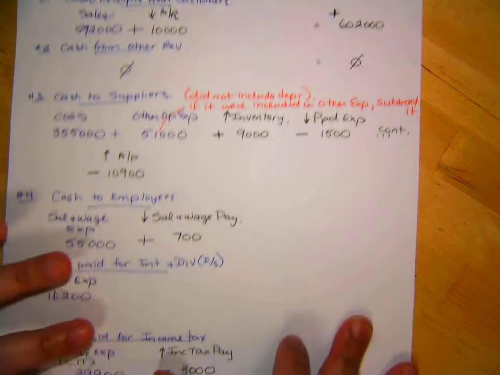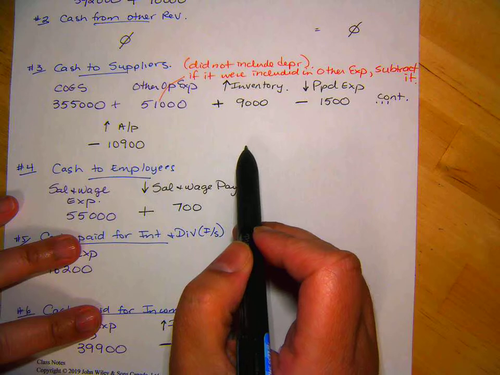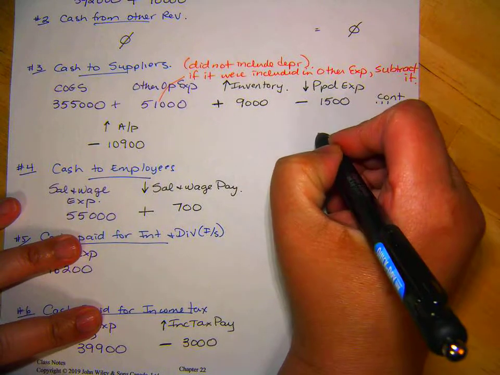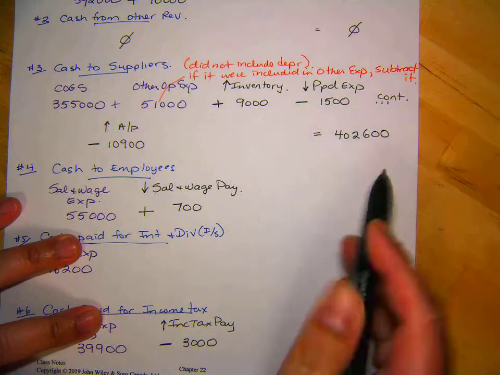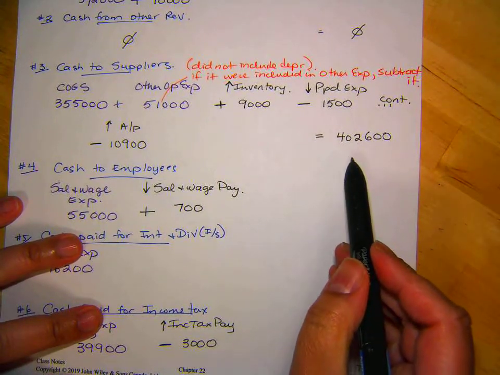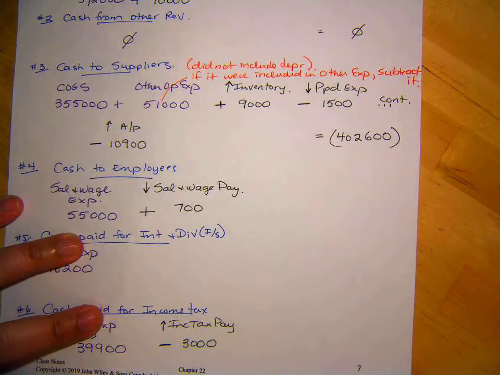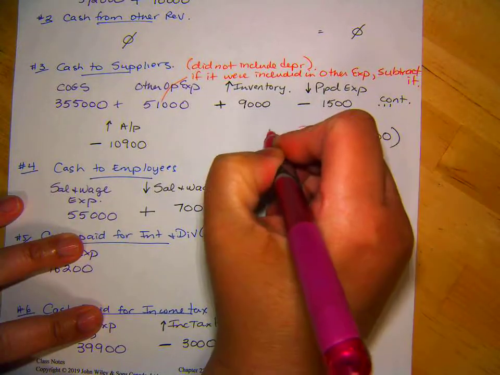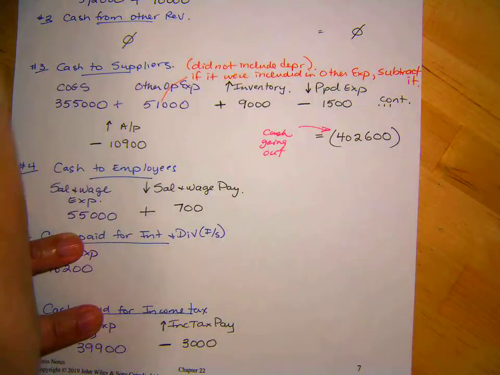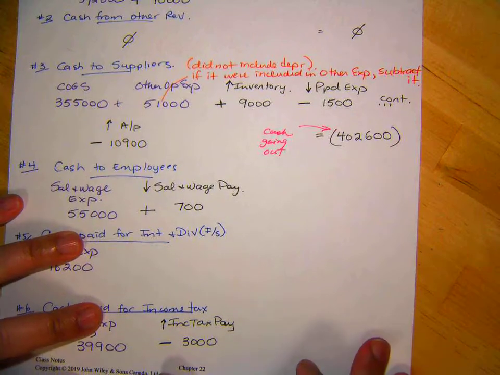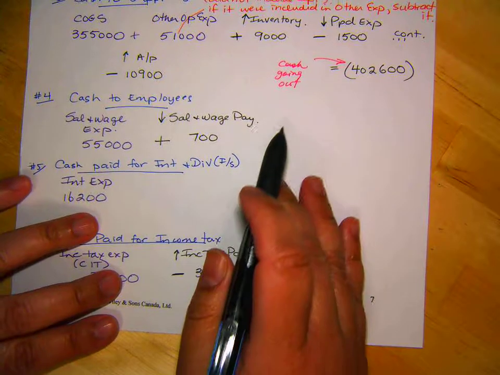Okay, so moving down here, cash to suppliers. We add and subtract our way through, and we get it to equal 402,600. Now, this is cash going out, so it's negative because it's cash going out. Okay, then we just do the same thing with the last three categories.